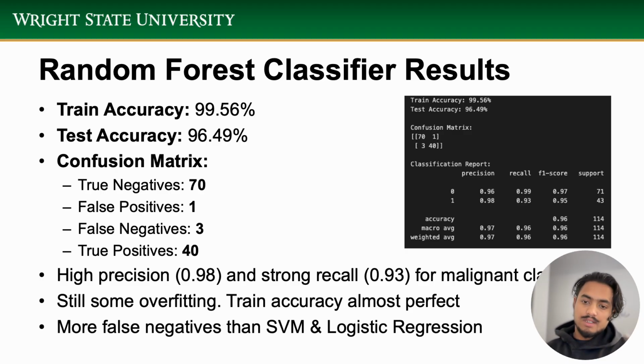For the result, random forest achieved a very high training accuracy of 99.56%, indicating that the model fits the training data extremely well. Its test accuracy is also strong at 96.49%, showing good generalization. From the confusion matrix, we have 70 true negatives and 40 true positives, and only one false positive but three false negatives, which means three malignant cases were misclassified. Although random forest outperforms the decision tree significantly, the near perfect training accuracy suggests some overfitting. Nevertheless, this model still performed very well overall.